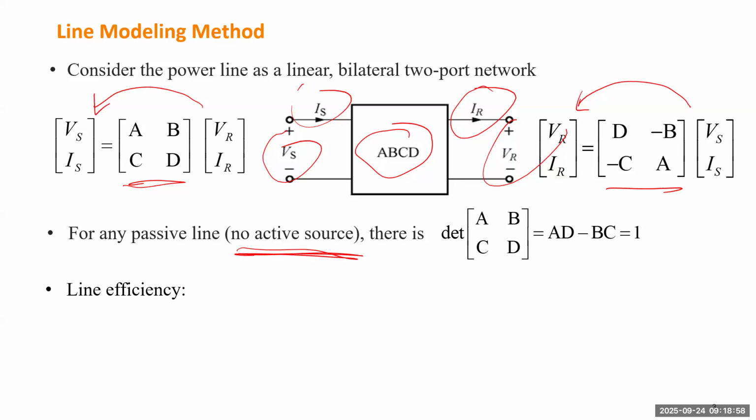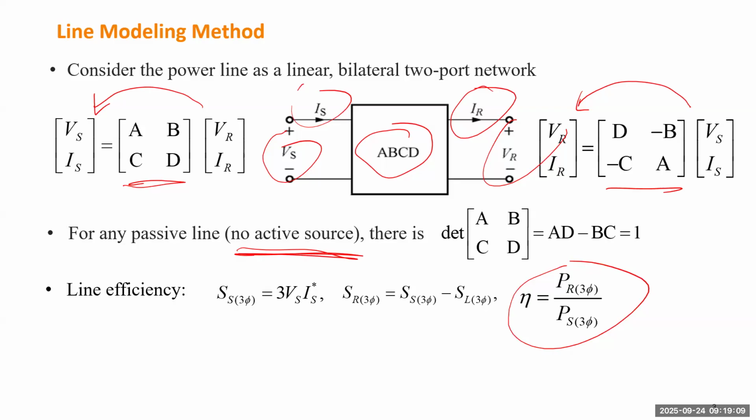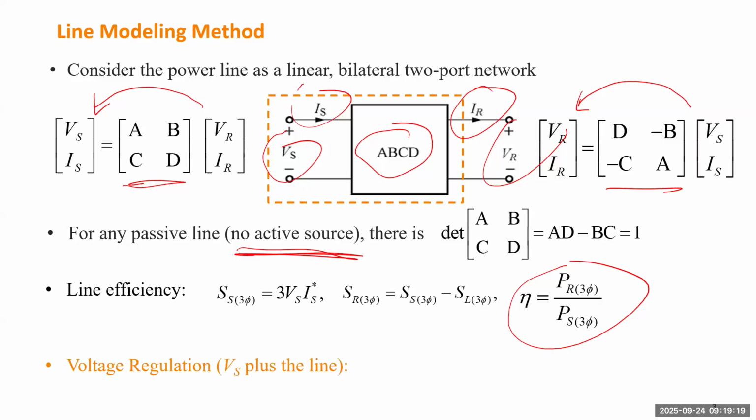Then we can calculate the efficiency. For efficiency, we first need to calculate the complex powers for both sides, and we only pick the active power for the efficiency, because we only care about how the real or active power is delivered from one end to the other end, and so the difference will be the loss of power. And we also treat the source together with the line as some equivalent source.